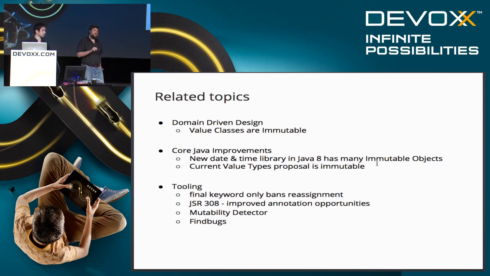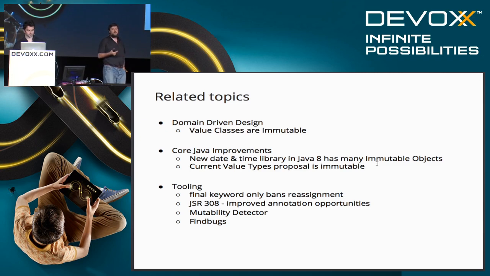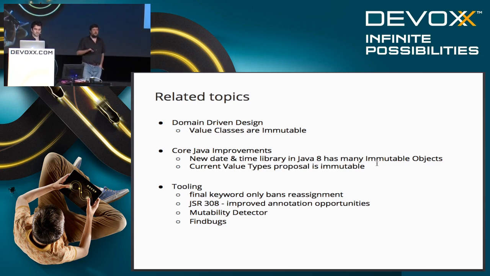If you want to go and take this approach and use it in your software today, there's a bunch of tools which you might find are useful for solving these problems. So, for a start, the final keyword is useful, but it only really bans reassignment. You can still put a mutable value into a final field, and you'll still have a mutable class going on.